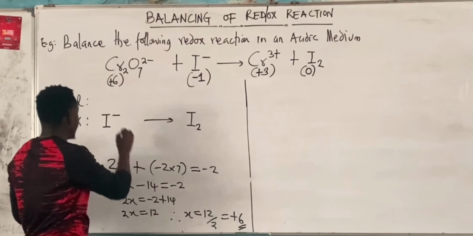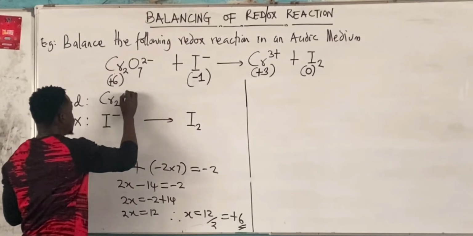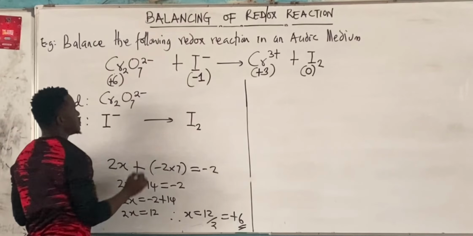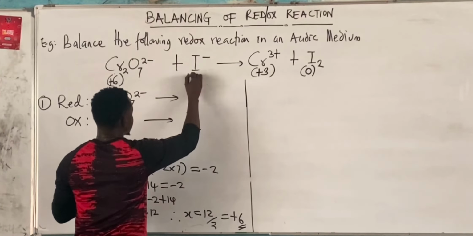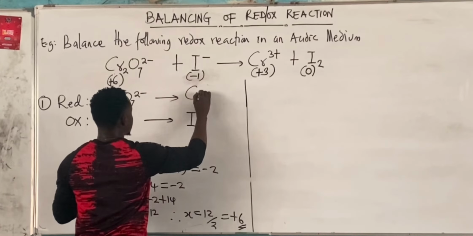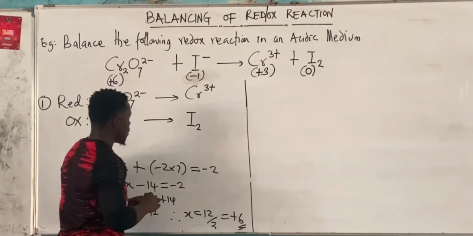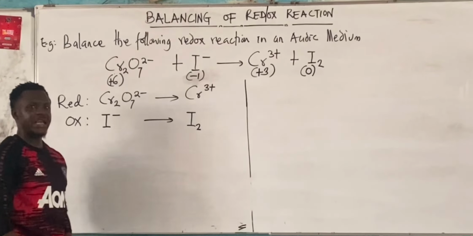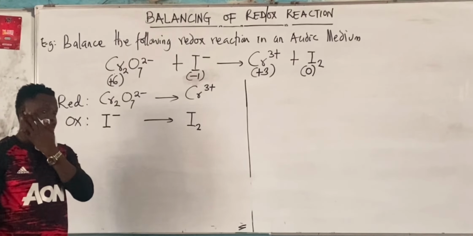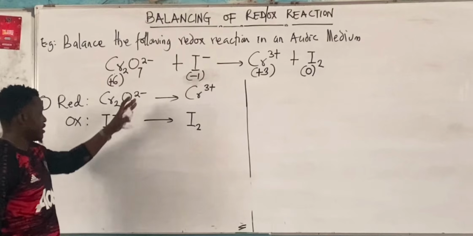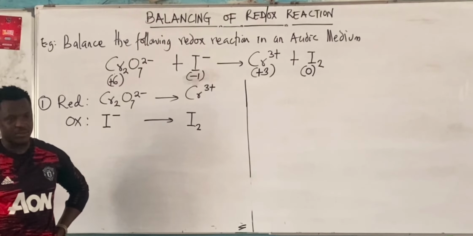So we'll come here, we'll say Cr2O7 2 minus. So we are done with the first step. We have succeeded in actually splitting this guy into two half cells.